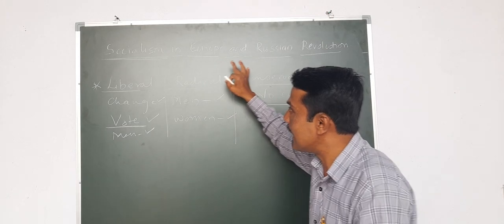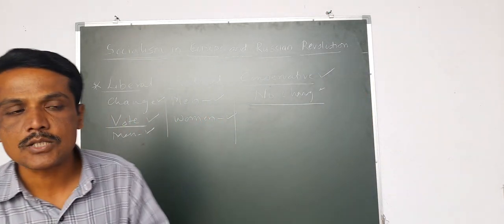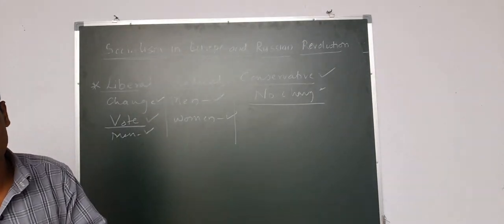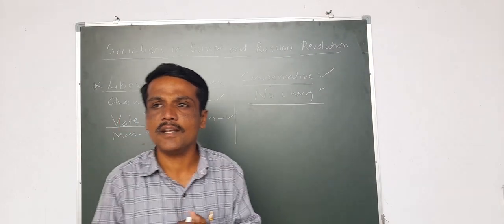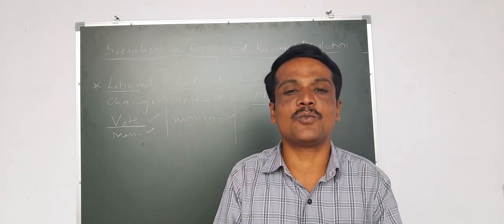Now this was the part which we wanted to discuss with you regarding socialism in Europe and the Russian Revolution. If you go to the next point, in the same timeline, let's understand how the Russian society was.